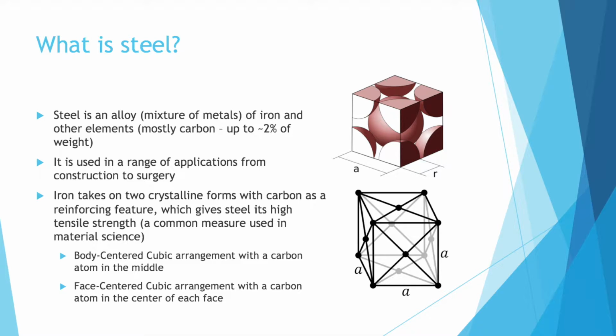Iron takes on two crystalline forms, with carbon as a reinforcing feature. This is what gives steel its high tensile strength. That's a common measure used in material science, the resistance to being pulled. So iron can be body-centered cubic, which means it will have a carbon atom in the middle to make it steel, or it can be face-centered cubic, which means it will have a carbon atom in the center of each face to make it steel.